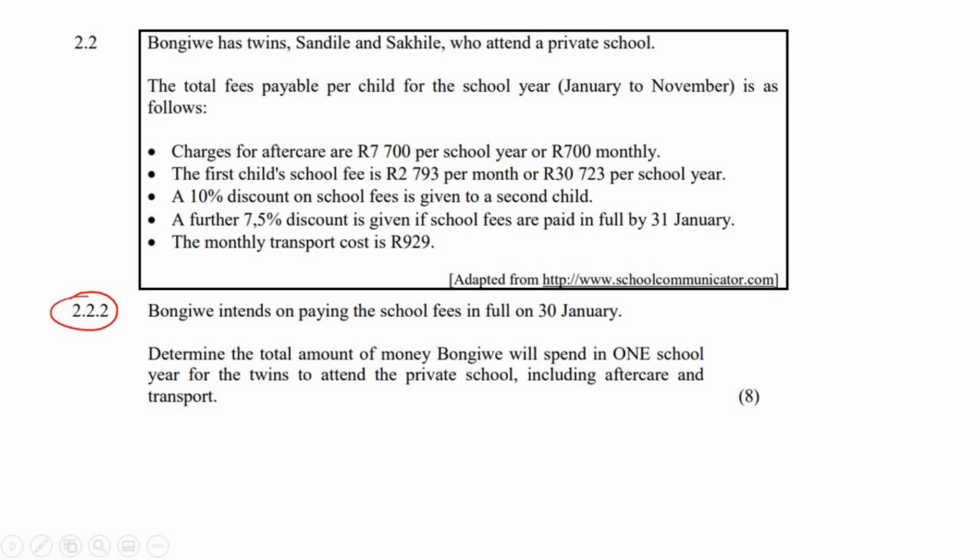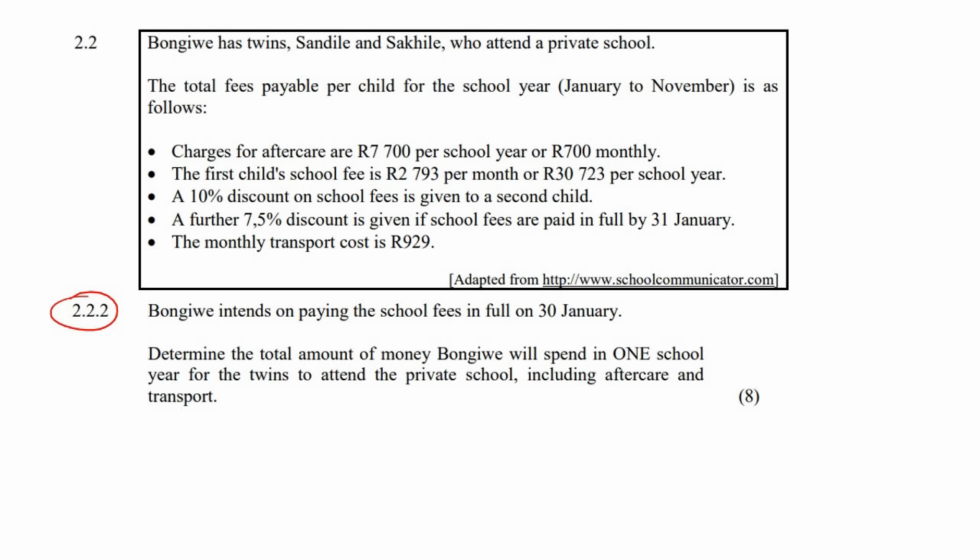This question says that Bongiwe intends on paying the school fees in full on 30 January. Okay, so she's going to pay the school fees in full, because then, if you pay it before 31 January, you get a 7.5% discount. Now, for 8 marks, determine the total amount of money that Bongiwe will spend in one school year for the twins to attend, including aftercare and transport. Okay, wow. So this is a nice long question.